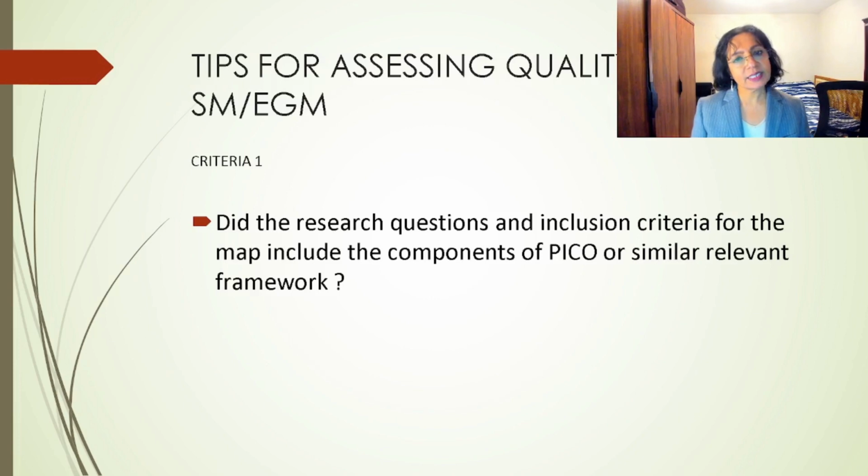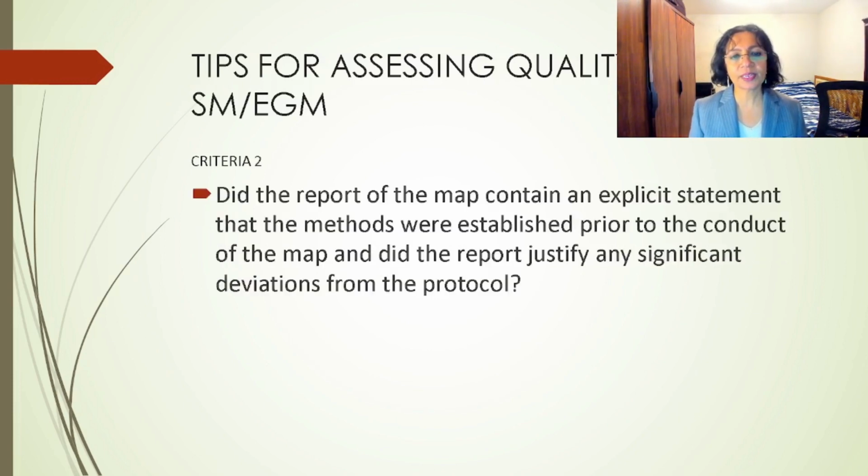It is based on several criteria, so let us look at them one by one. The first criterion: did the research question and inclusion criteria for the map include the components of PICO or a similar relevant framework? A systematic map usually follows the process of a systematic review, and it starts with the review question or the map question. You can use different types of frameworks. The most commonly used is the PICO framework, which is typically used for maps evaluating interventions. You can use any other framework.